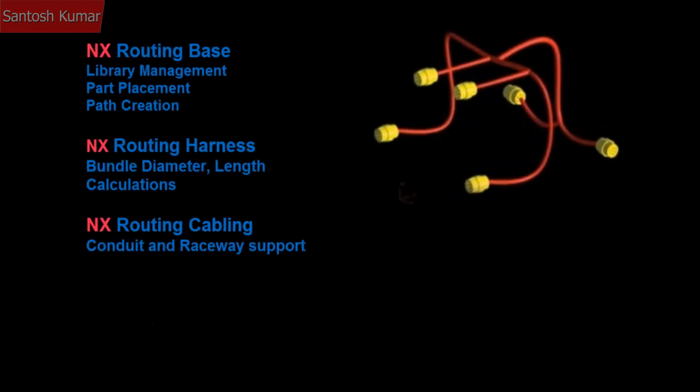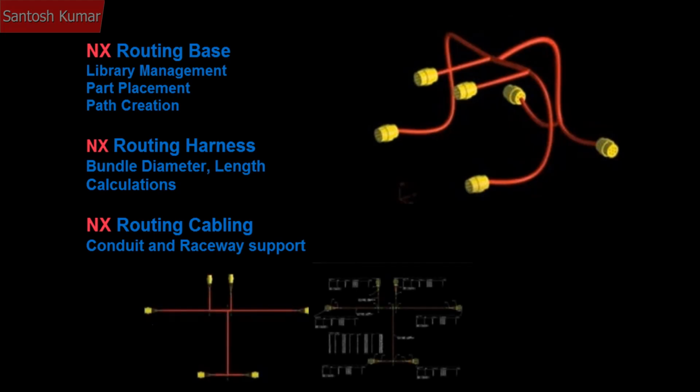NX electrical routing consists of three modules. The first module is NX Routing Base. This includes the general capabilities to place parts, manage libraries with path creation and editing functions. NX Routing Harness allows for the importing of netlists, calculating bundle diameters and wire lengths. It can identify minimum bend radius violations and produce design and manufacturing documentation such as form board.